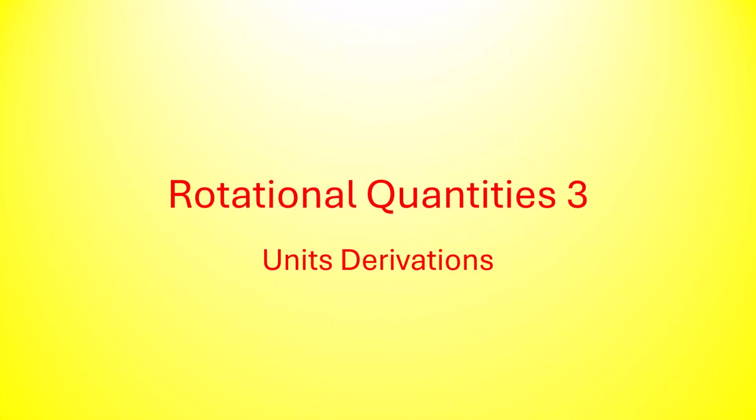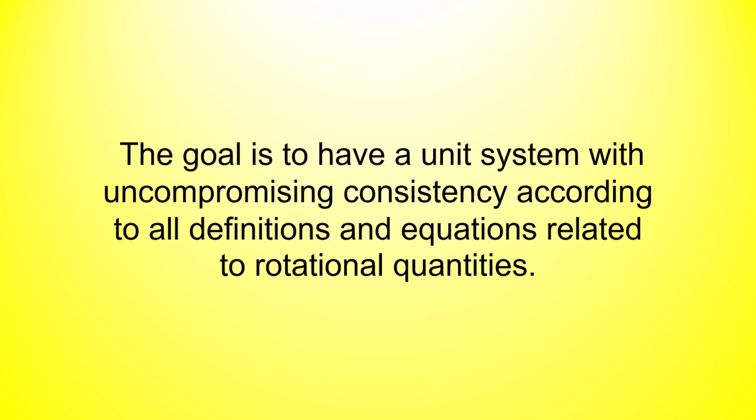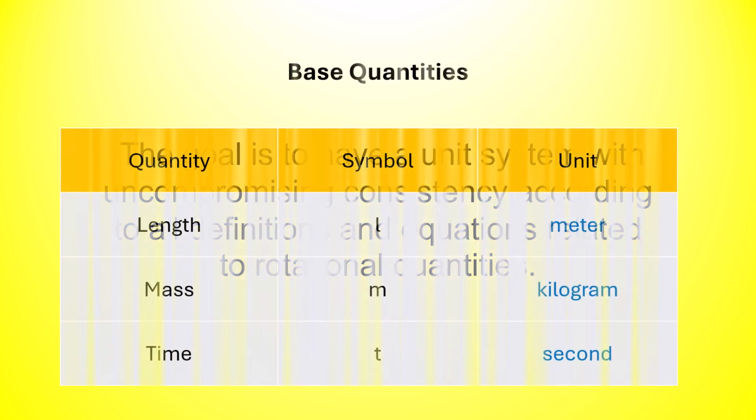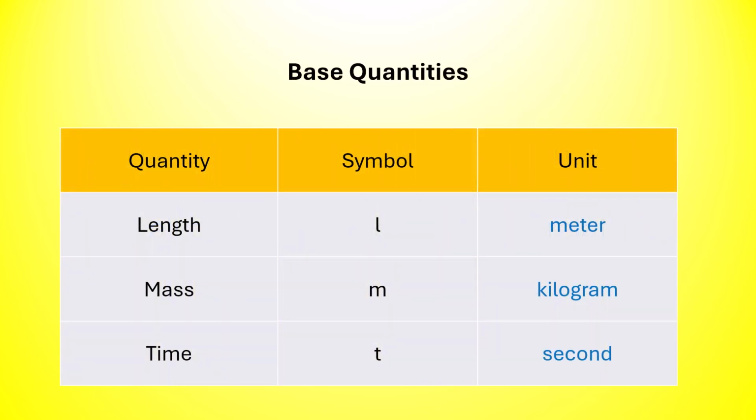In order to solve previously identified problems in current standard units, we need to trace back how those units were derived. The goal here is to have a unit system with uncompromising consistency according to all definitions and equations related to rotational quantities. Let's start with the most fundamental quantities. They are length, mass, and time, with units of meter, kilogram, and second, respectively.